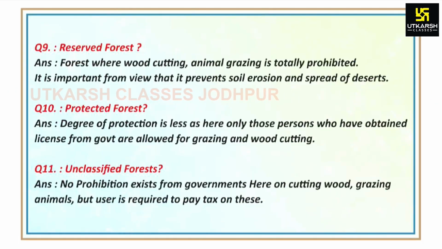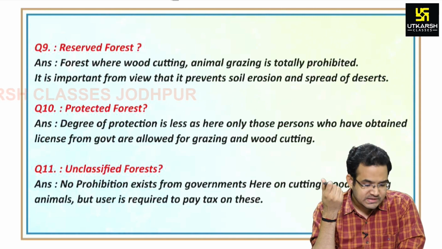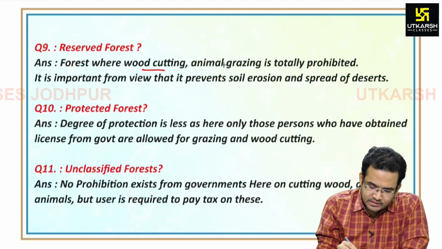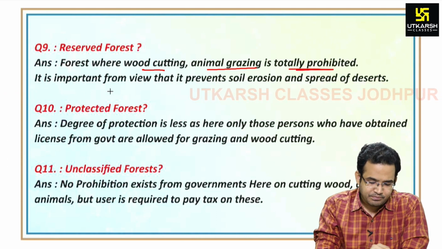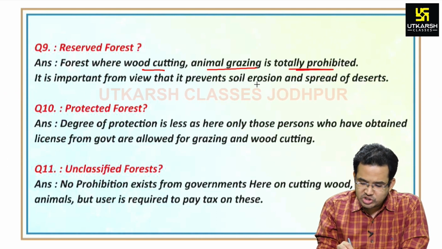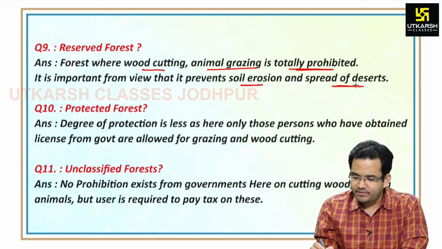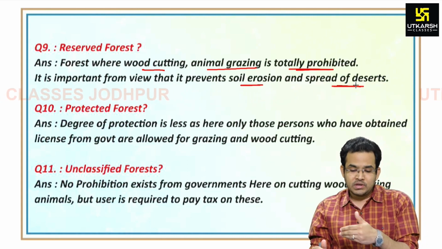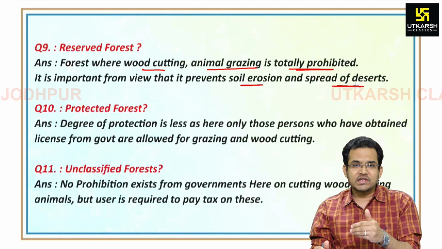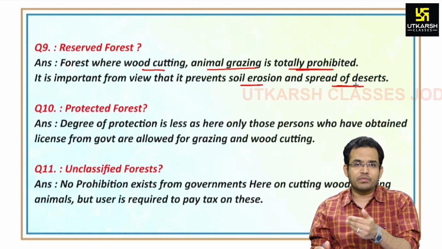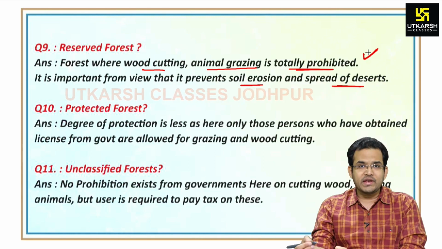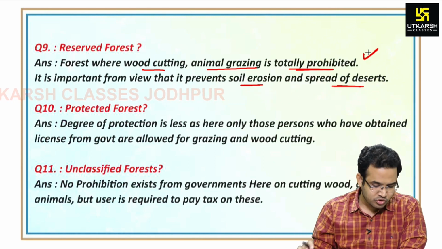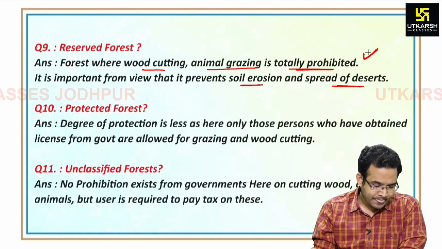Moving ahead, we have reserve forest. In reserve forest, wood cutting and animal grazing are totally prohibited, and it is important from the view that it prevents soil erosion and the spread of deserts. So soil erosion and deserts will be prevented through the reserve forests, and they are important from this point of view, and they are the areas where everything is prohibited, human activities are prohibited.